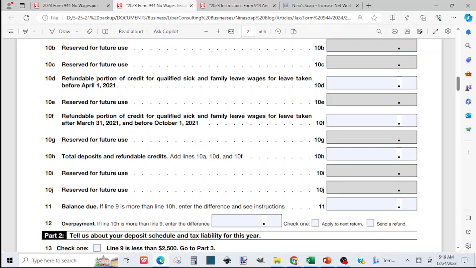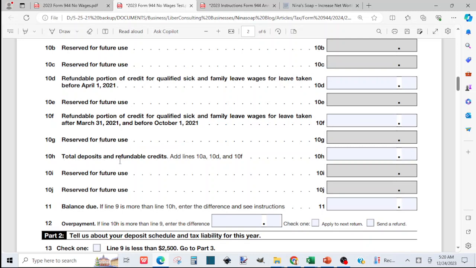Line 10D, refundable portion of credit for qualified sick and family leave wages for leave taken before April 1st, 2021. Again, if it does not apply to you, you leave it blank. If it does, you go to the instruction to see how you will complete the worksheet that is at the end of the instruction. Line 10F, refundable portion of credit for qualified sick and family leave wages for leave taken after March 31st, 2021 and before October 1st, 2021. If it does not apply to you, that means $0, so you leave it blank.